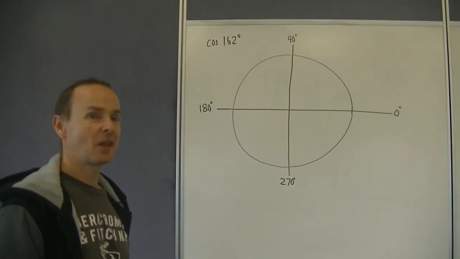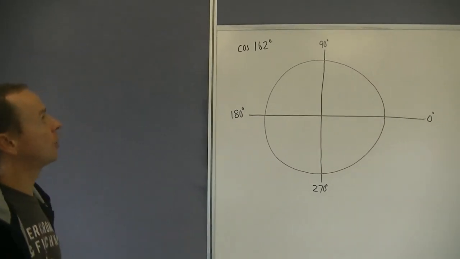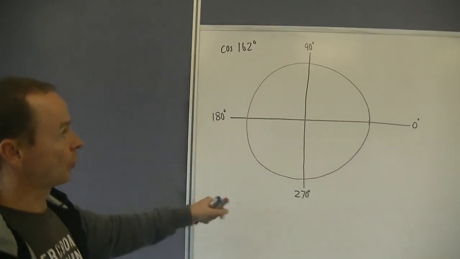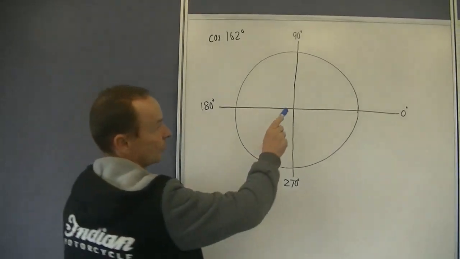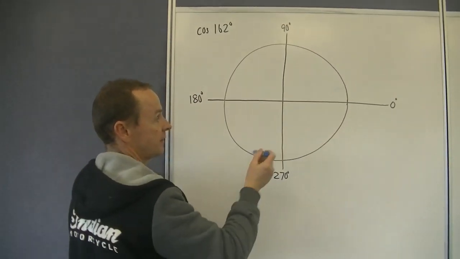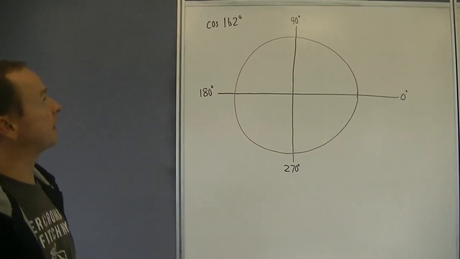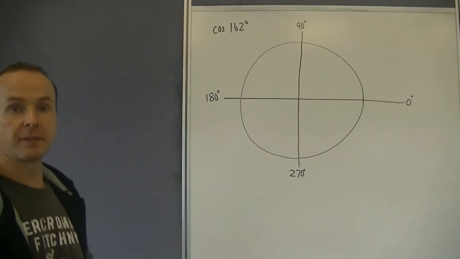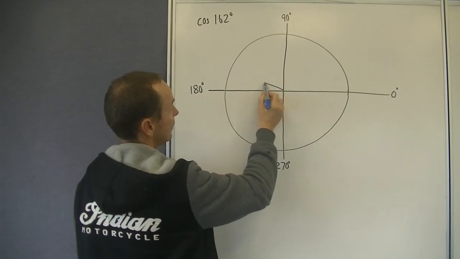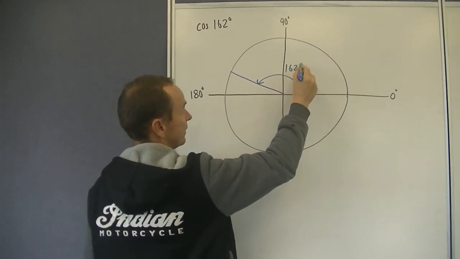Hi kids. Alright, let's look at another one. So it'll say, find the value of cos 162 degrees. Okay, so there's our unit circle. Remember, this is 0, that's 90 degrees, 180, 270, back to 360. We always go in an anti-clockwise direction. So the first step is to draw in 162 degrees. So there's 90, there's 180, so 162 is roughly there. So that angle there is 162 degrees.